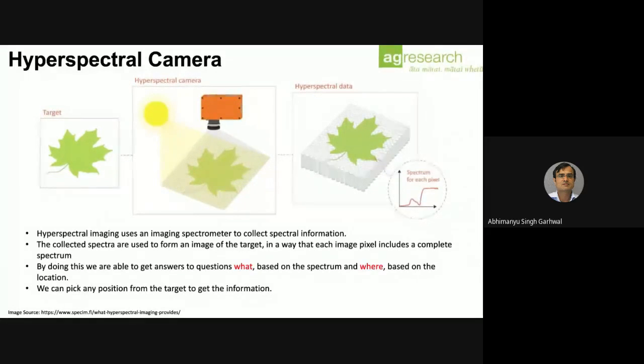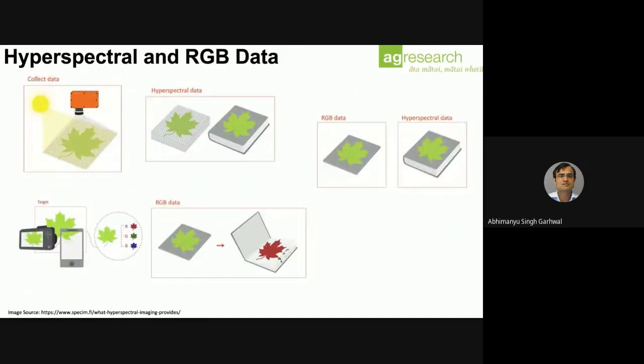So the hyperspectral camera captures both spectral and spatial information. We can differentiate between hyperspectral and RGB data. RGB data is captured at 3 wavelengths: red, green, blue. But hyperspectral data is always captured at more than 200 wavelengths. So it's a book of images, like the same leaf captured as two-dimensional images, 235 images, at 235 different wavelengths.